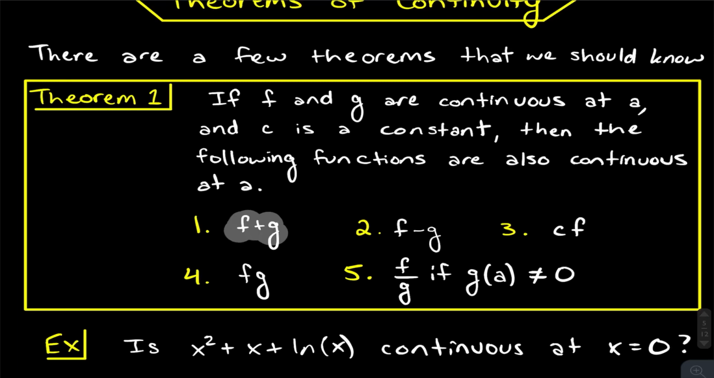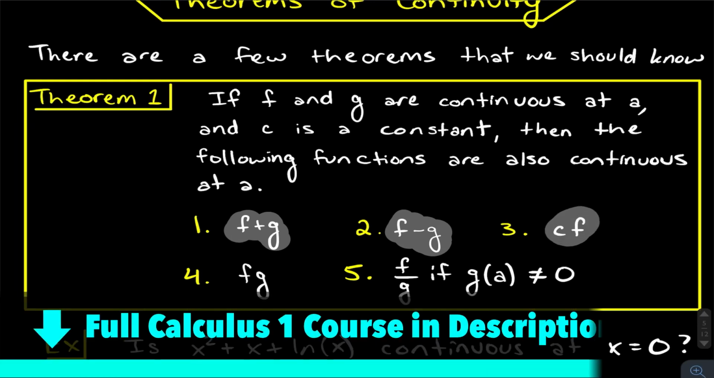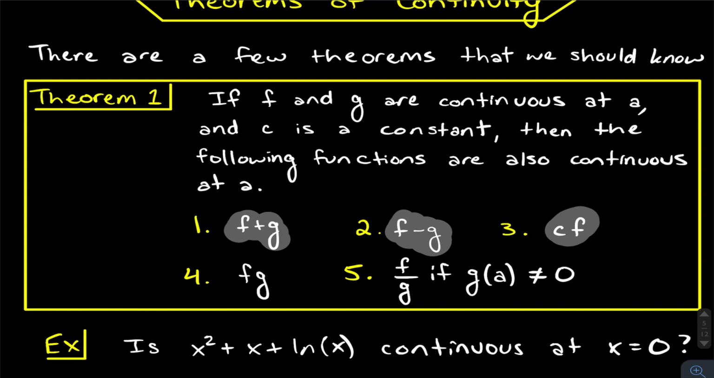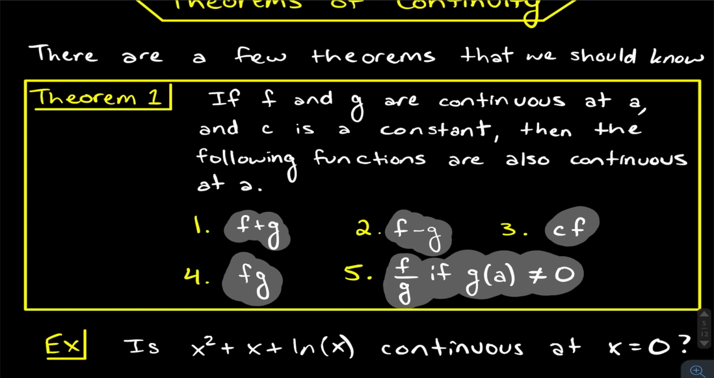So if we add these two functions together, we'll still get something that's continuous. If we subtract these two functions, we'll again get something that's continuous. If we multiply one of these functions by a scalar, by just some constant c, like a 2 or a 3, it's still going to give us something that is continuous. If we multiply them together, we get something that is continuous. And if we divide them, we'll get something continuous, provided that your function isn't going to be 0 in the bottom.